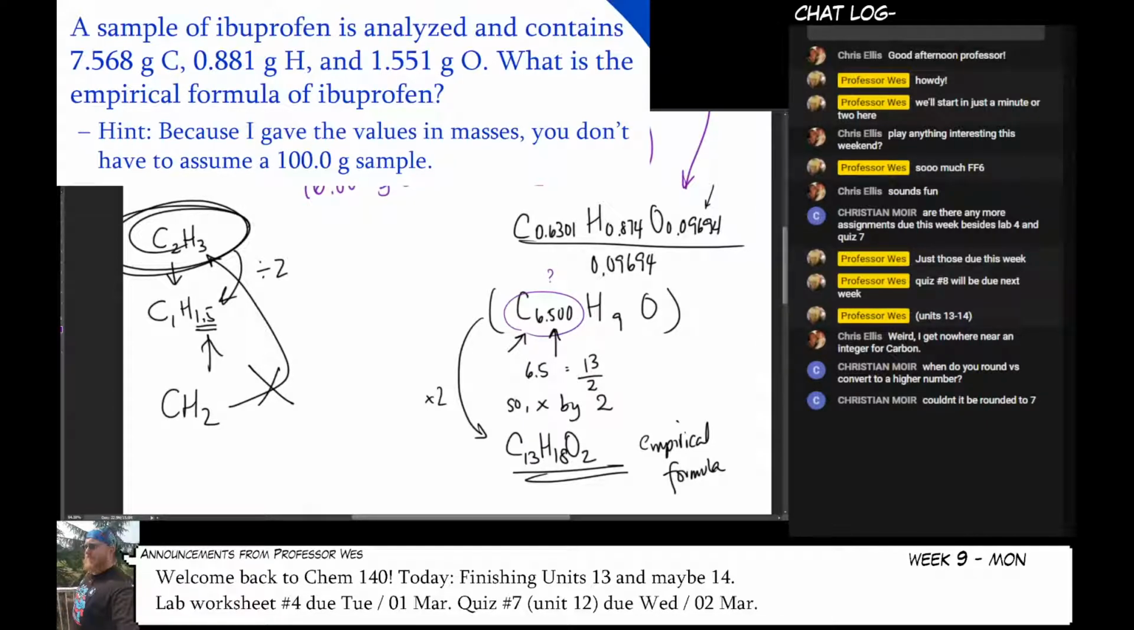There we go. So what I said was this right here, C2H3. If I divide by the smallest number, 2, I get CH1.5. If I rounded that, I don't get the same result as what I started with. So that would be incorrect.